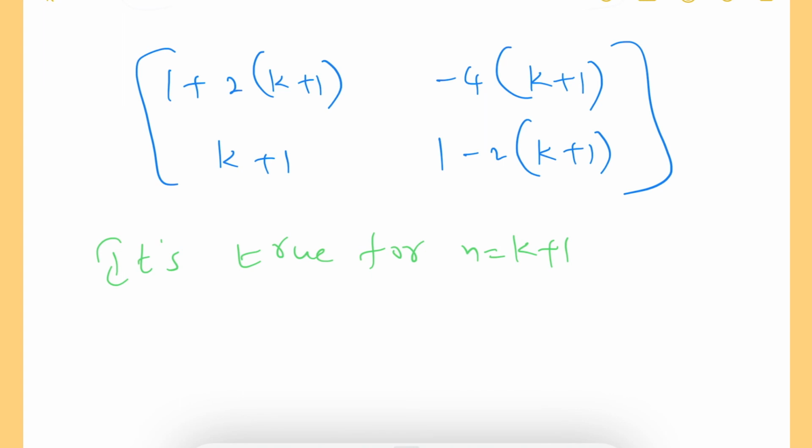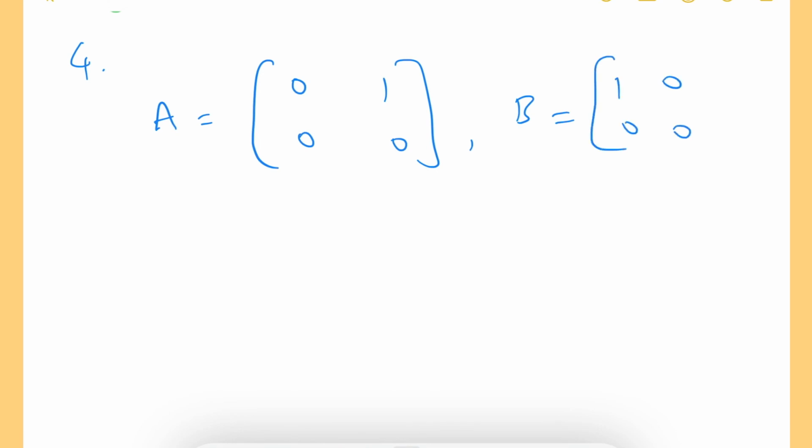Okay, then let's move to the next question, the fourth one. In the fourth question he asks us to give examples of two square matrices A and B of the same order for which AB equals 0 but BA does not equal 0. So we need to create matrix A and matrix B. For example, I am writing the matrix A as 0, 1, 0, 0 and matrix B as 1, 0, 0, 0.